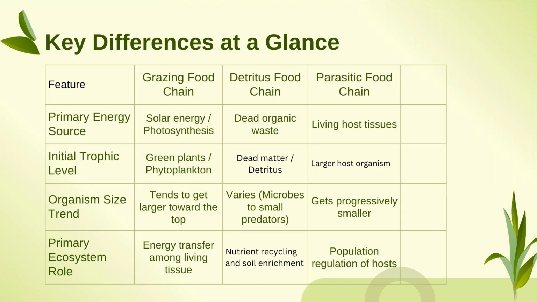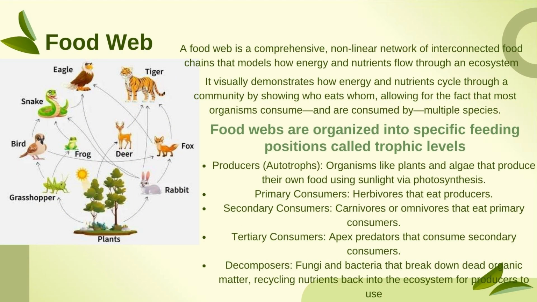Here is a table which gives you the key differences between all three food chains. Just go through this. Next, coming to the food web. A food web is a comprehensive, non-linear network of interconnected food chains. So in a food chain, it will be one linear flow. Here in a food web, many food chains interconnect with each other. That models how energy and nutrients flow through the ecosystem.